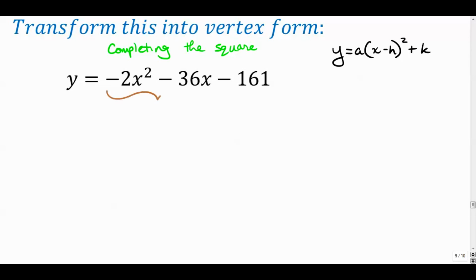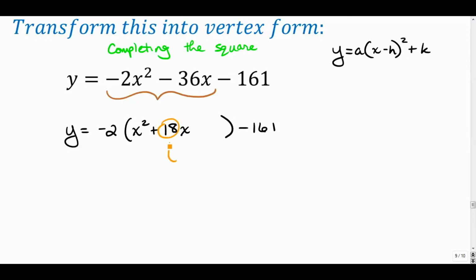What that means is we take these two terms, the squared term and the linear term, and I'm just going to take the -2 out of them. So I get x squared plus, if I divide -36 by -2, I get 18. I'm going to leave a little spot, and I'm going to write -61 over here. The rule is pretty simple. You take this, kind of like your b term, cut it in half, 18 over 2 is 9, and then square it. 9 squared is 81. You're just going to add that right there.